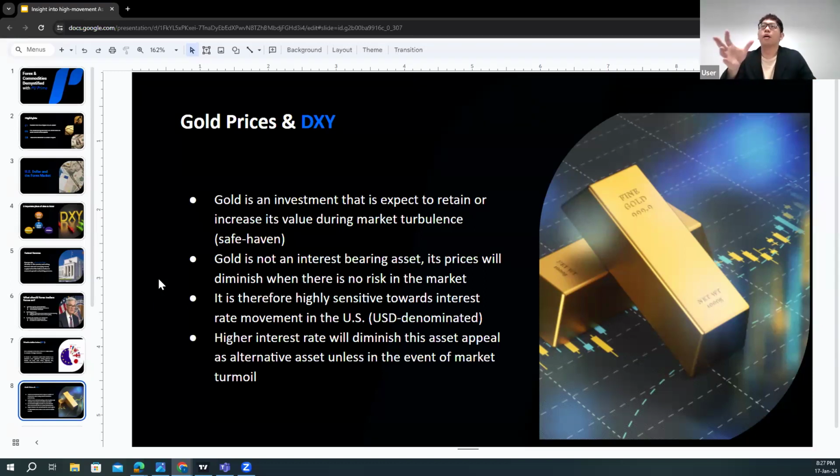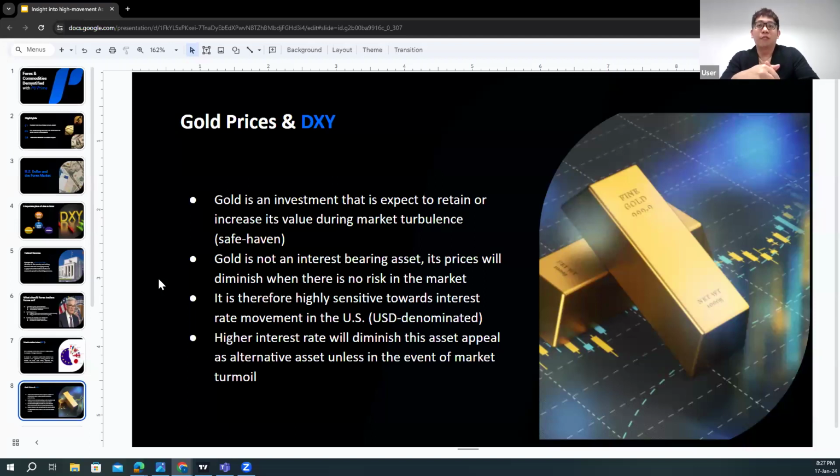But we know that gold itself has no interest bearing with it, which means that if you are holding bonds, equities, or currency, they will generate a return by themselves because they bear interest.